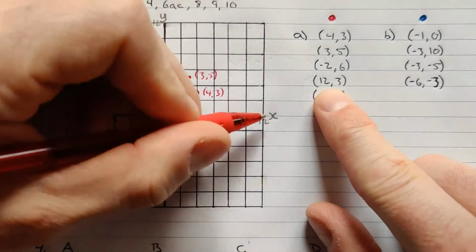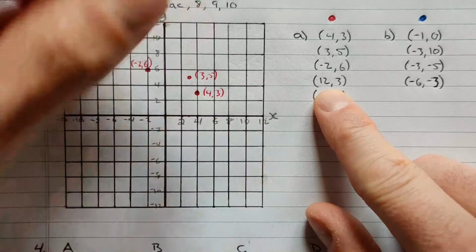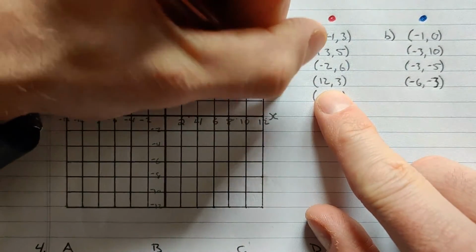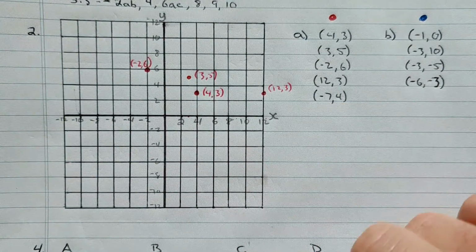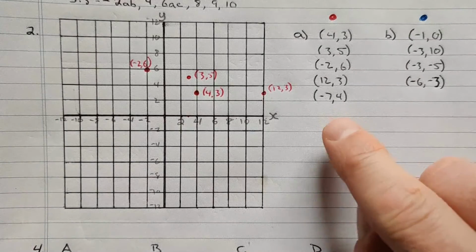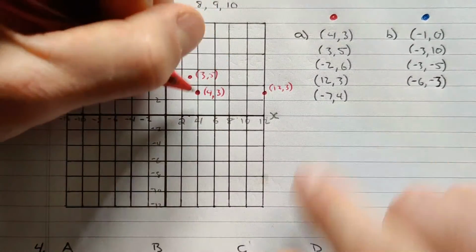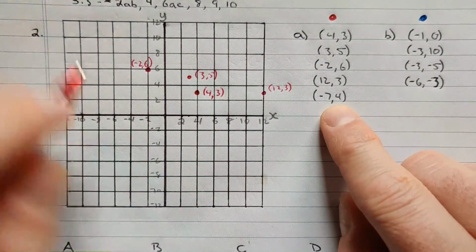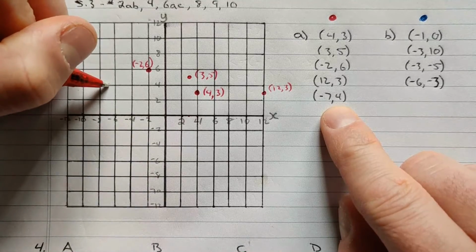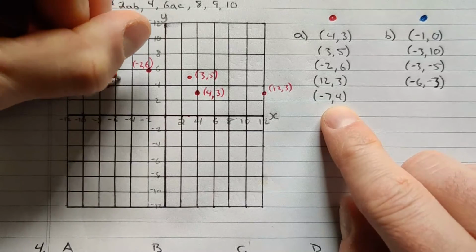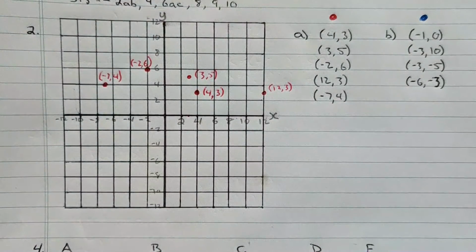12 and 3 go over to 12 on the x-axis, up to 3 on the y-axis. And I'm labeling all my points right now. We don't always have to label our points, but I find when we're getting started, it's good to label our points so that we remember how we're reading these. Last one, negative 7 along the x-axis, and then up to 4. So that matches up right there. Negative 7 and 4. So that's the first set of points for A, all plotted.